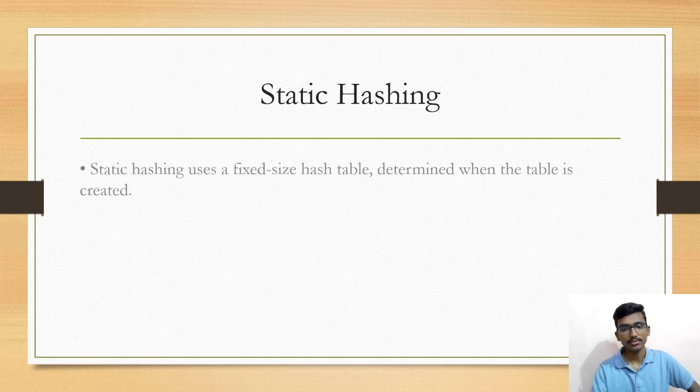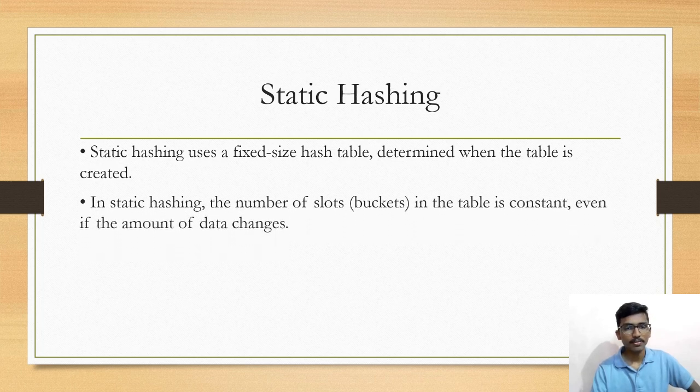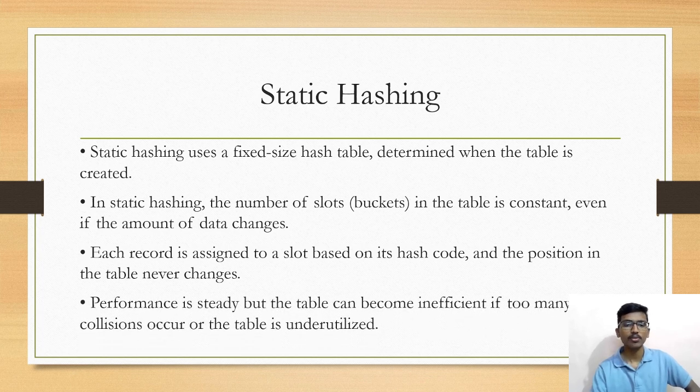Static hashing. Static hashing uses a fixed size hash table determined when the table is created. In static hashing, the number of slots, or buckets, in the table is constant, even if the amount of data changes. Each record is assigned to a slot based on its hash code, and the position in the table never changes.